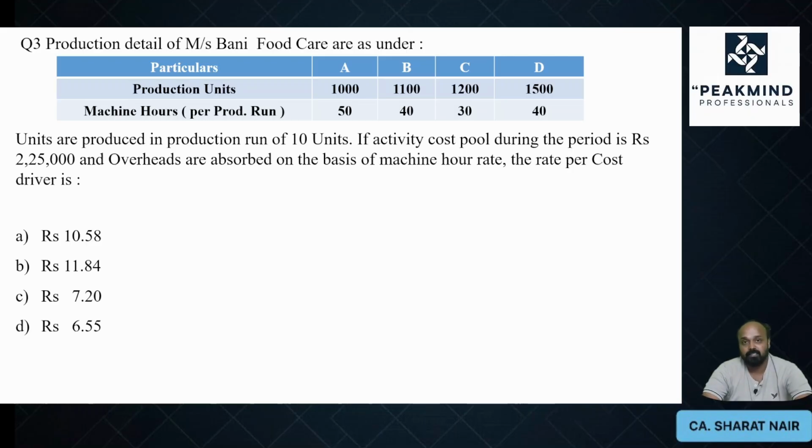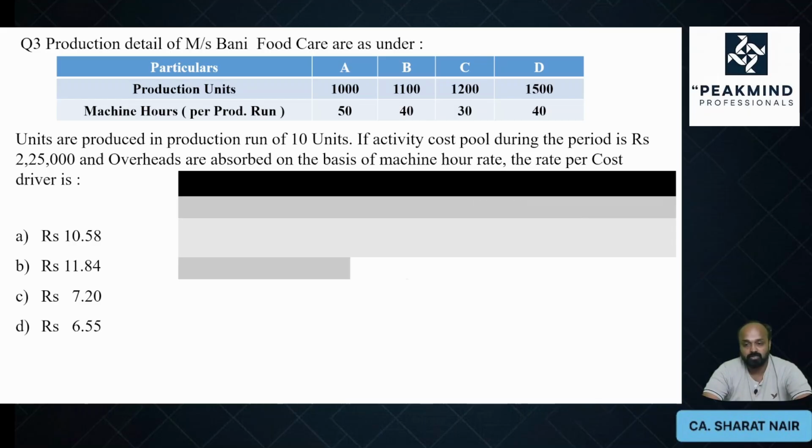They have mentioned that each production run contains 10 units. That is, 10 units are produced in one production run. Now they have mentioned that their activity pool cost is 2,25,000, and it is absorbed on the basis of machine hour rate. They are asking us to find out the cost driver rate. Now, how to compute the cost driver rate in the given case?